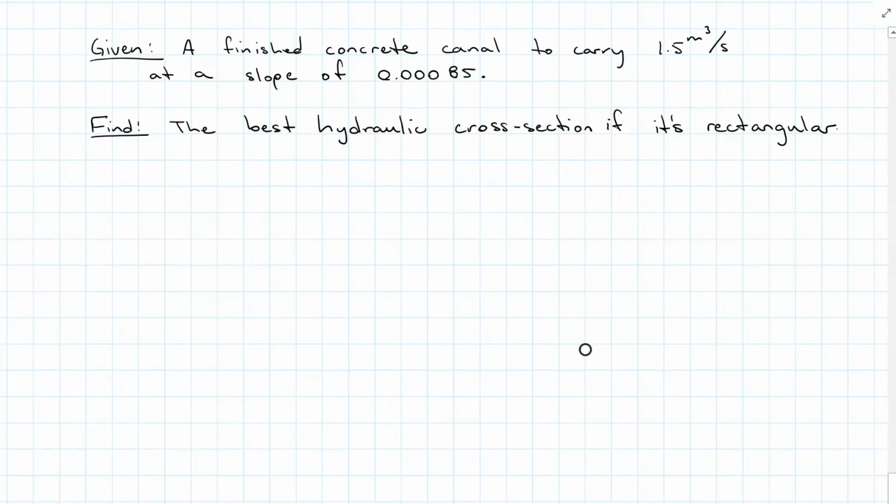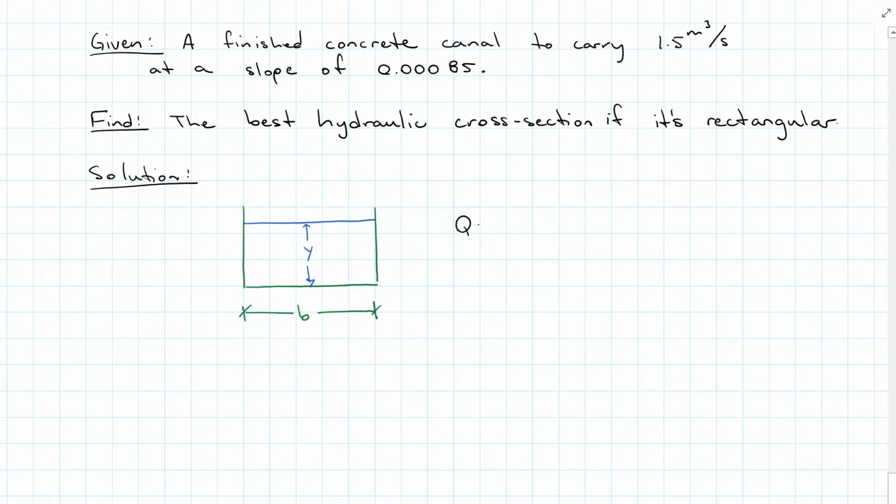So let's say we have a finished concrete canal to carry a flow rate of 1.5 meters cubed per second at a slope of 0.00085. Find the best hydraulic cross section if it's rectangular. This is metric. Our Manning's equation is going to be 1 over n times the area and the hydraulic radius to the 2/3 and the slope to the 1/2. My n I can get from table 12.1, and it is 0.012.